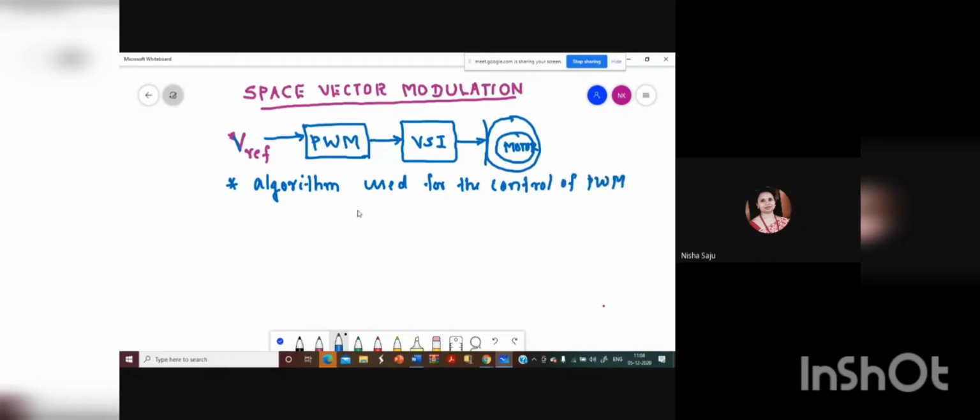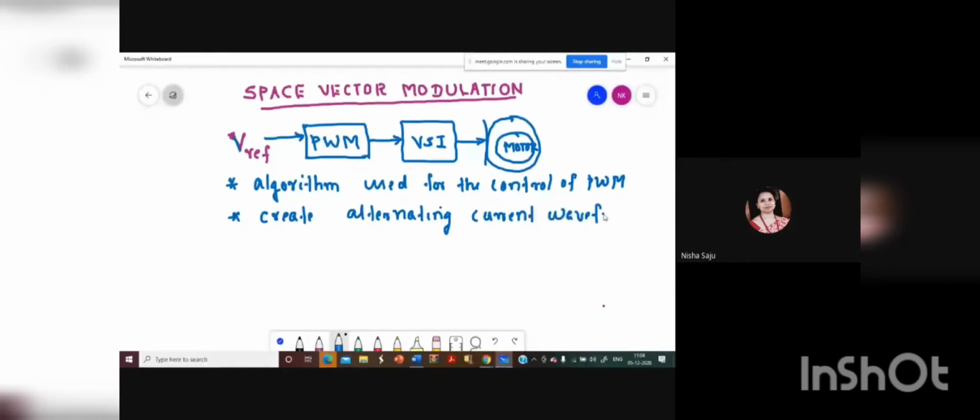It is mainly used, as I told you, for the creation of alternating current waveforms. The input corresponding to the machine will be an AC, so you have to generate this AC waveform at the output. So this has to create alternating current waveforms.